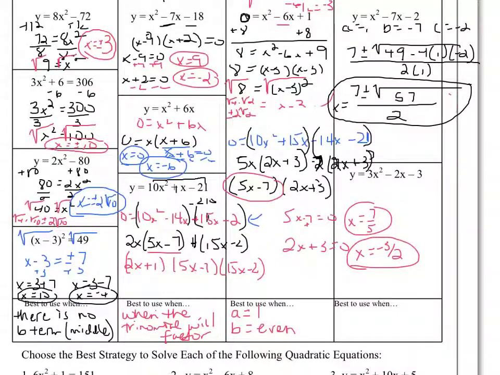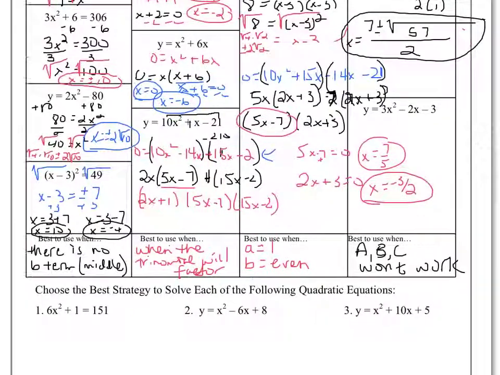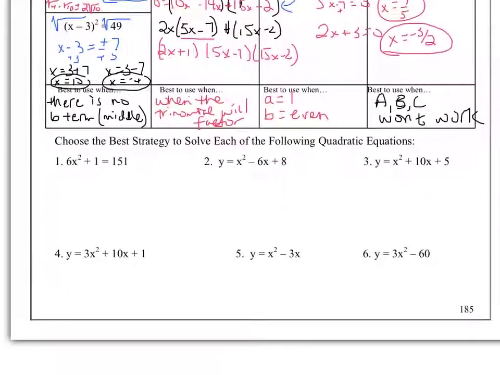Okay, I'm going to skip over the last one because I don't have room to write. So again, when should you use this? When plans A, B, and C won't work. Okay, so this was kind of just a review to make sure that we remember all 4 plans and to figure out what's the best strategy to use in each type of quadratic equation. Okay, down here we're going to work on these in class, numbers 1 through 6.